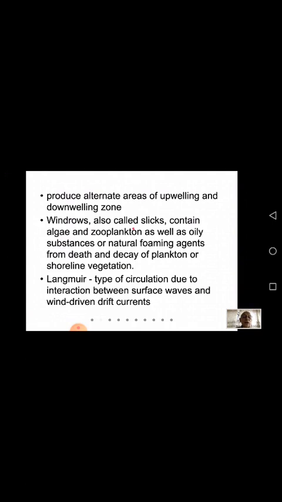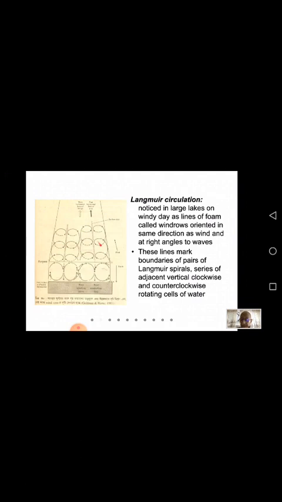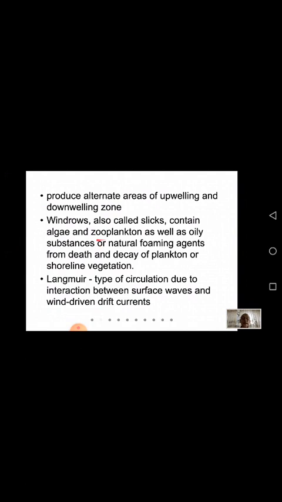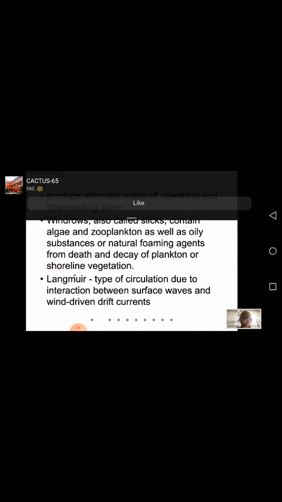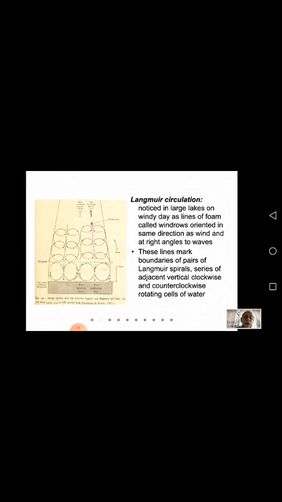Windrows, also called slicks. These things are called slicks. So windrows, also called slicks, contain algae and oily substances or natural foaming agents from death and decay of plankton and shoreline vegetation. So why does this form? Because on the water surface, a lot of materials accumulate.